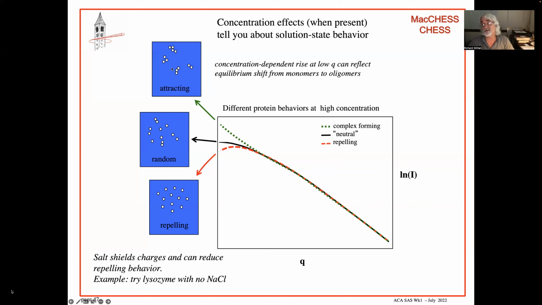You might have concentration-dependent oligomers. You may have not enough salt in your buffer, and so the proteins are repelling each other, and they're forming ordered arrays that are causing small angle scattering effects. So that's why we generally add a little bit of salt to the buffer. Okay.